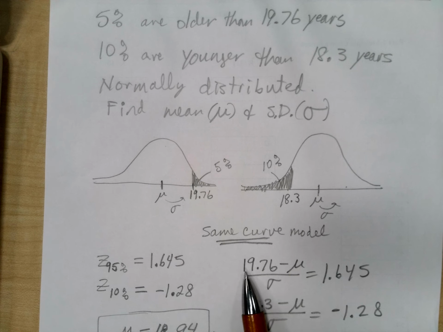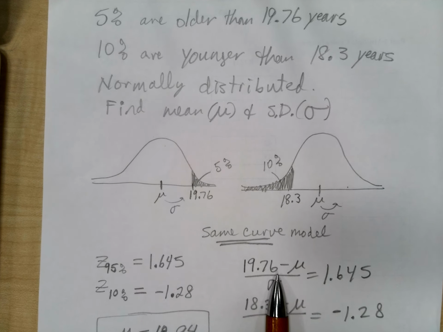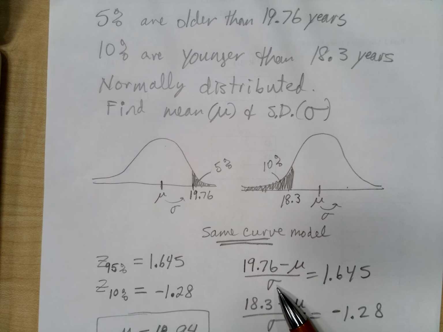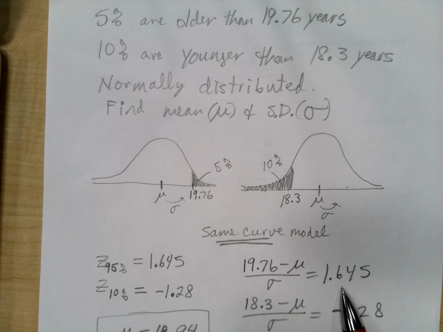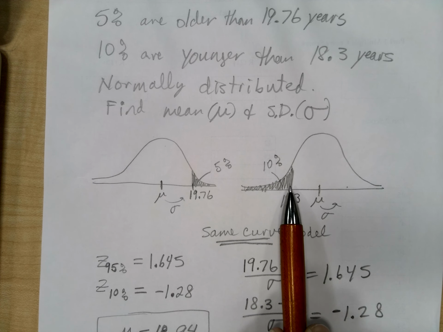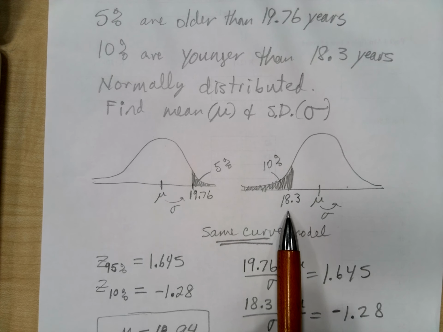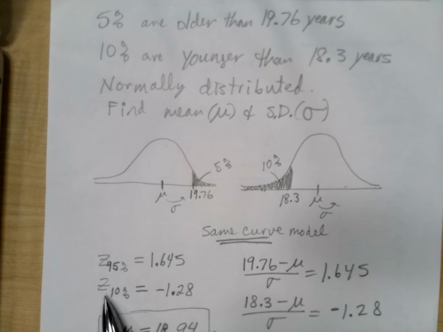I put that into my z-score equation. 19.76 is my value. I don't know the mean and standard deviation, that's what I'm looking for, but I know my z-score is 1.645. Do the same thing with 10%. There's 10% of the data values less than 18.3. So you'll get a z-score of 1.28. That's another common one, but not as much as 1.645.